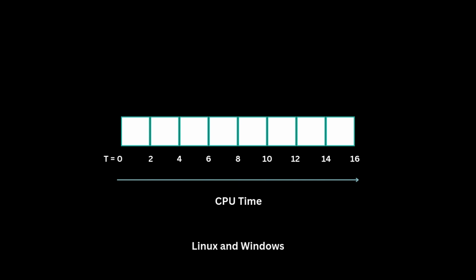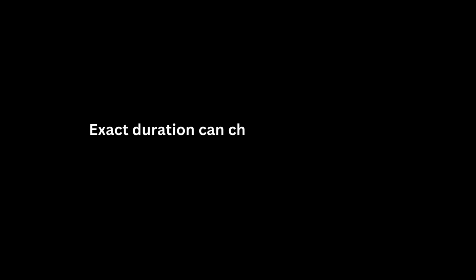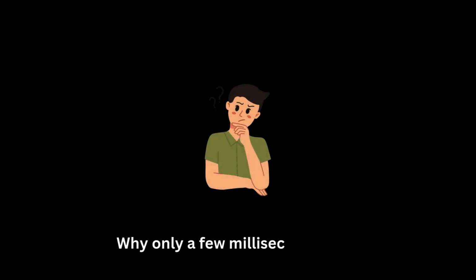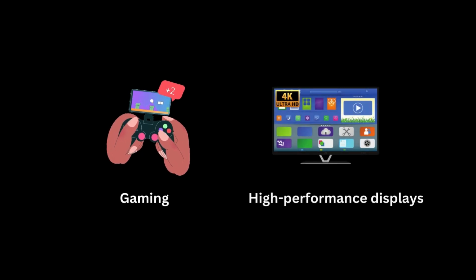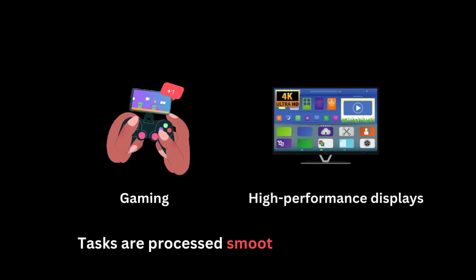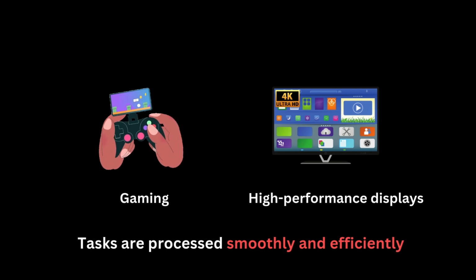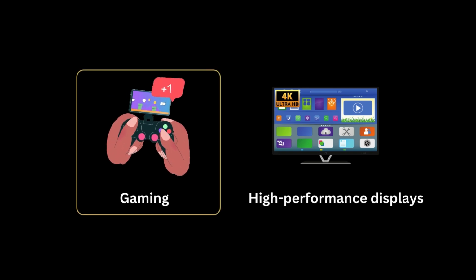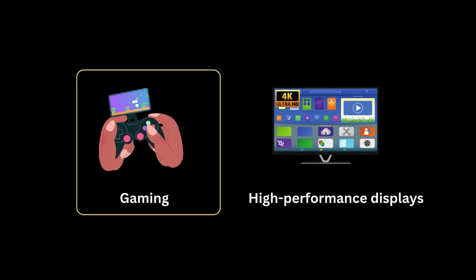In systems like Linux or Windows, time slices typically last just a few milliseconds, but their exact duration can change depending on the priority of the task and the system's workload. Why only a few milliseconds? This is similar to 100 frames per second, which is a common frame rate for gaming or high-performance displays. The idea is that tasks are processed smoothly and efficiently, just like a high FPS makes video games look seamless.